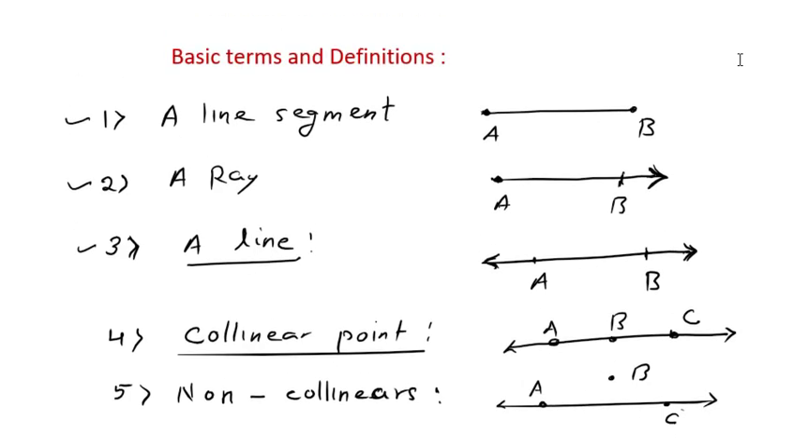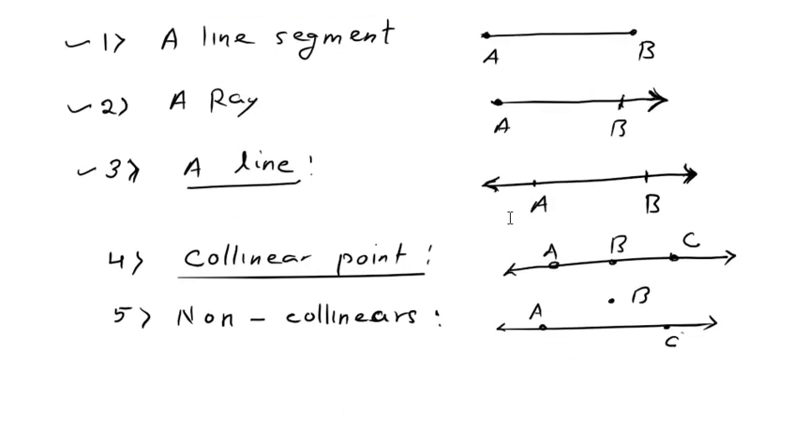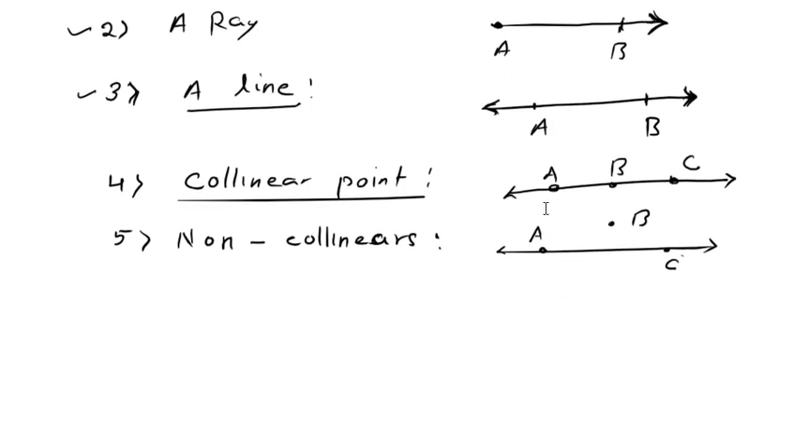So a line segment has two ends, a ray has only one end, and a line has no end on both sides, it is extending indefinitely. Collinear points are 3 or more points which are in a line. And if 3 or more points are not present on the same line, they are called non-collinear points. Now let us see some angles.